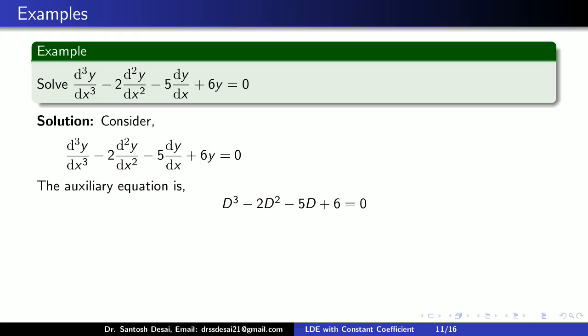Now we have to simplify this auxiliary equation. It is a cubic equation, that means it has 3 roots. And to solve the cubic equation, we need the synthetic division method. Now, we know that to apply the synthetic division method, we have to know one root by the trial and error method. So let us put D is equal to 1 in this equation. When D is equal to 1, the first term is 1 minus 2, that is minus 1, minus 1 minus 5 minus 6 plus 6, you will get 0.